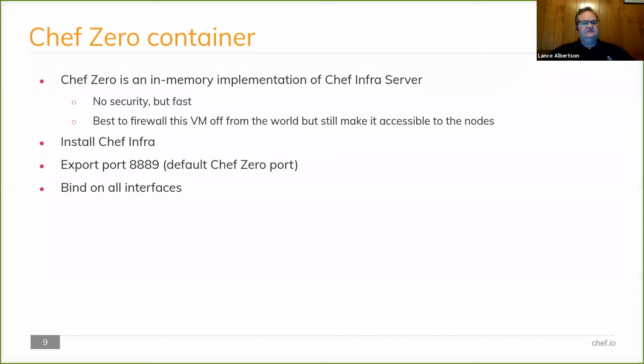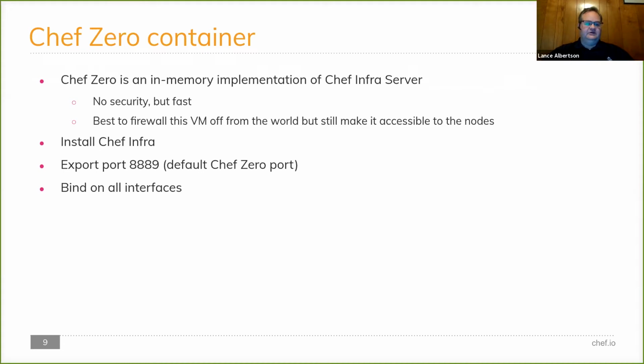So let's talk about this container. If you don't know, Chef Zero is an in-memory implementation of Chef Server. Really simple way of doing it. There's absolutely no security, but it's really fast. So you probably want to firewall off this VM from the world, because you don't want to have it accessible out to the world. But it does need to be accessible to the nodes that need to talk to it, obviously.